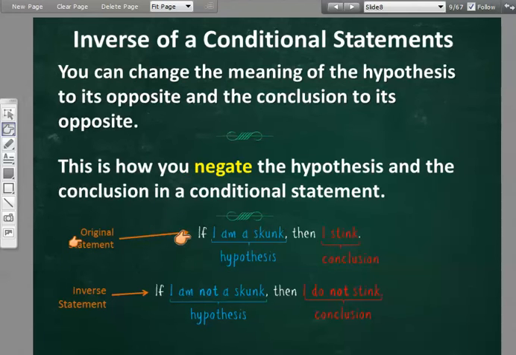Here's the original statement. If I am a skunk, then I stink. So if I'm going to negate the hypothesis and negate the conclusion, this is how I would say it. If I am not a skunk, then I do not stink. The word not is our negator. That's the word we use to negate. Now if the word not is already in it and we want the opposite, then we just take not out.